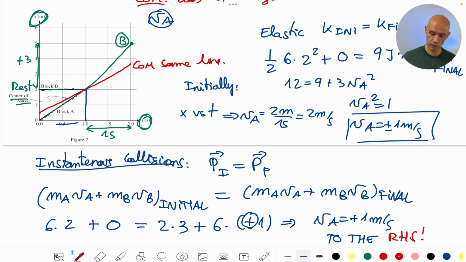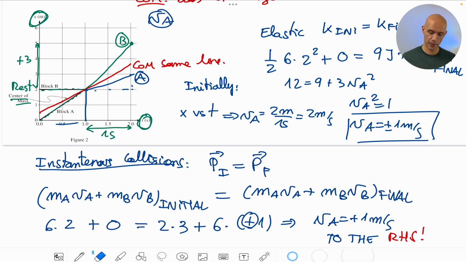And this will help us finish this plot because in 1 second it moves 1 meter. So the next second, it will move 1 meter. So this is A. Okay? And we are done. This is a beautiful plot that you can do, and it's amazing.